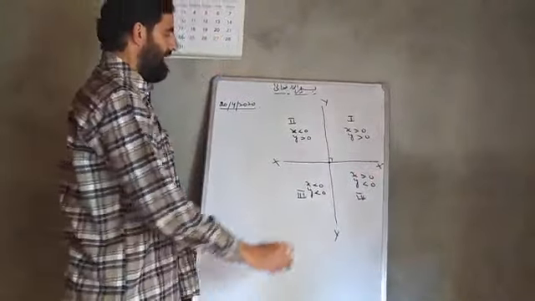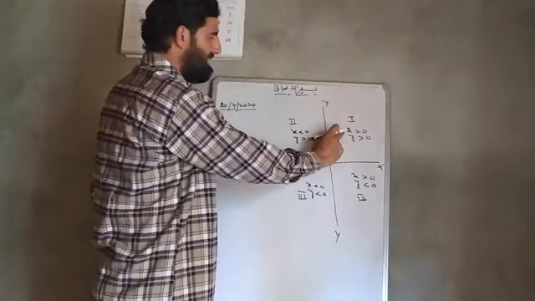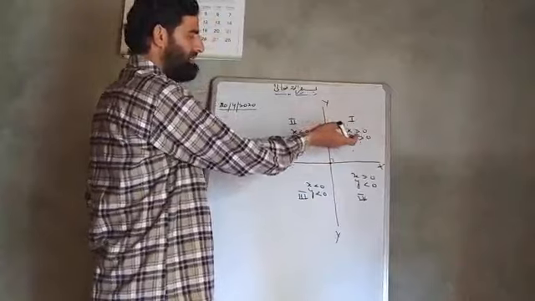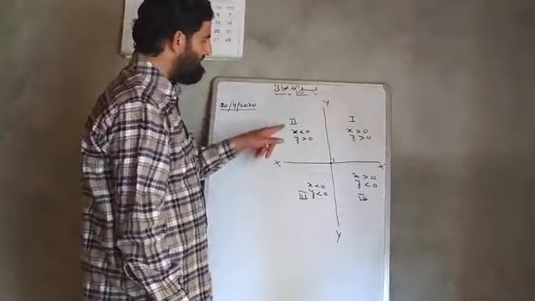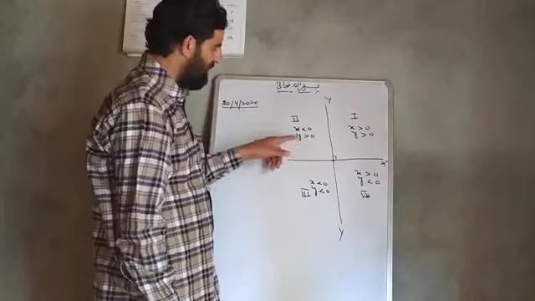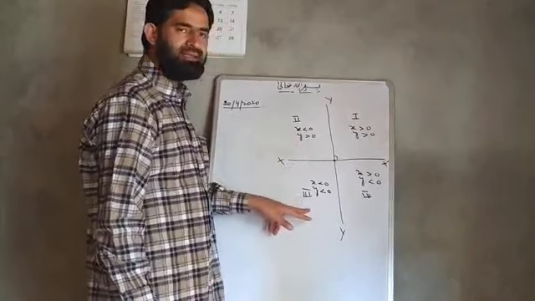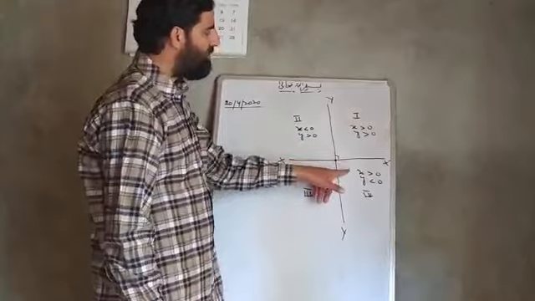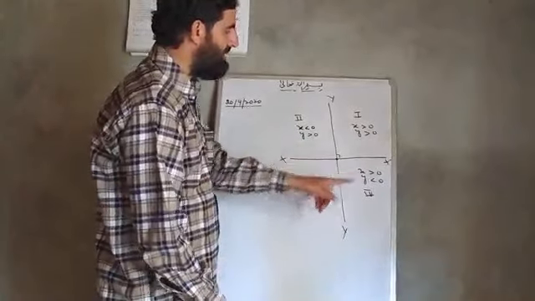So in the first quadrant, both values of x and y are greater than 0. In the second quadrant, x is less than 0 but y is greater than 0. In the third quadrant, both x and y are less than 0. And in the fourth quadrant, x is greater than 0 but y is less than 0.